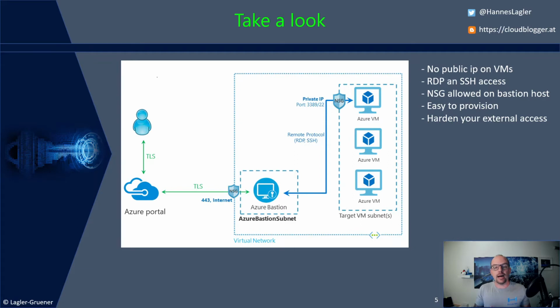And it hardens your external access, so you don't need to open any ports, you don't need to add a public IP address to a VM, you don't need a jump host with a public IP address. You can connect over Azure Bastion to a jump host without a public IP address, and then you can go ahead inside the network.